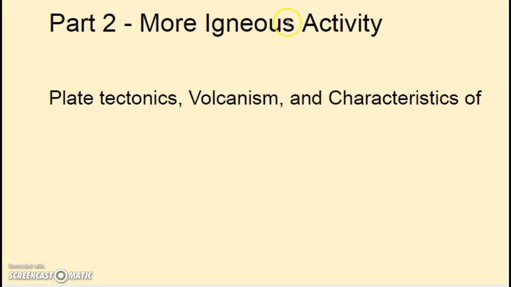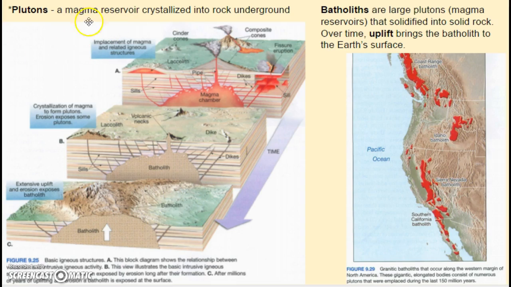Moving on into part two, where we look at plate tectonics, volcanism, and the characteristics of volcanoes a little bit more in depth. Let's go back and take a look at what we call a pluton. This is important because we have these magma chambers, these massive areas that we call batholiths. A pluton is a magma reservoir that crystallizes beneath the Earth's surface, or underground.